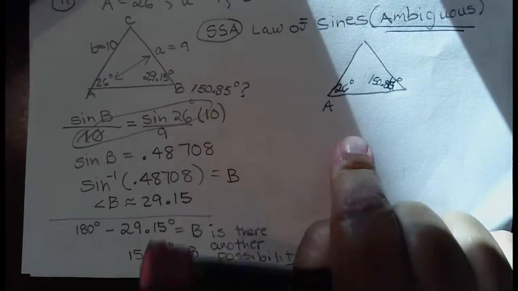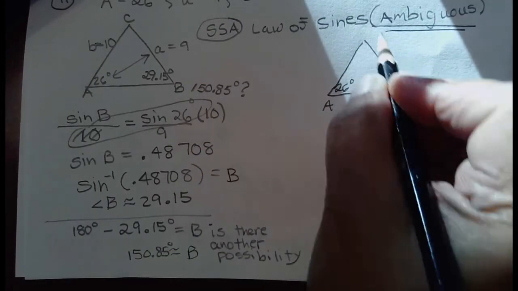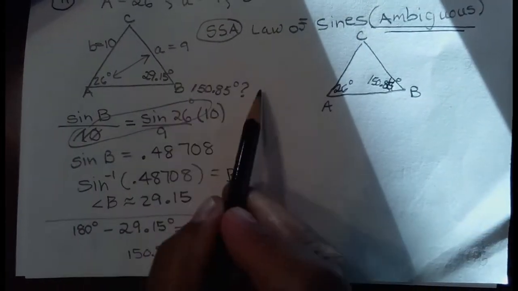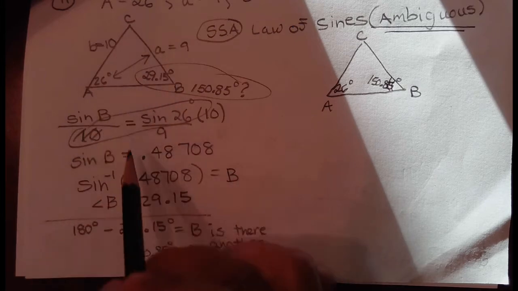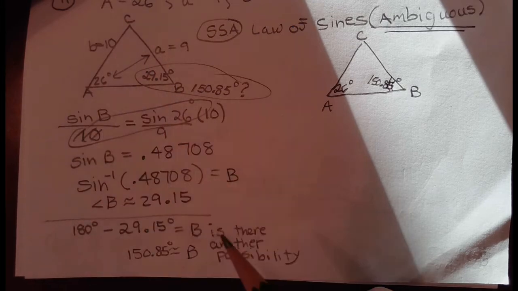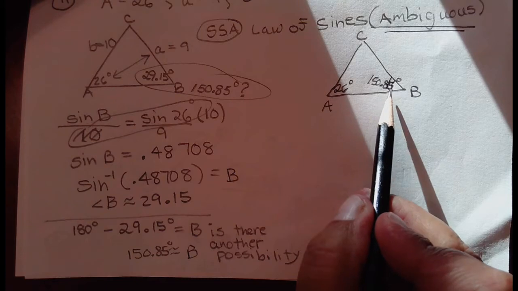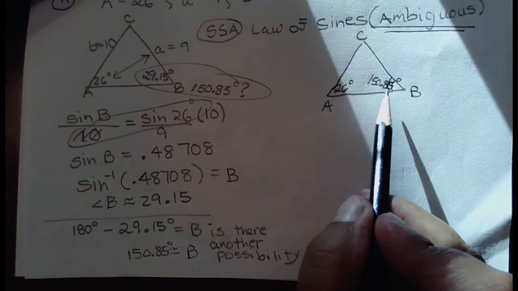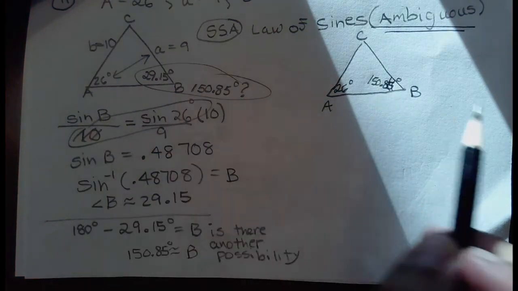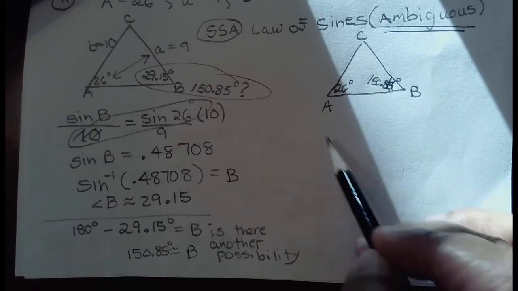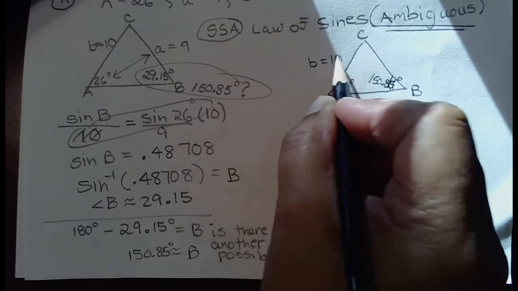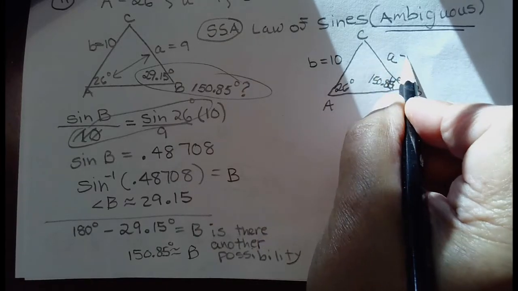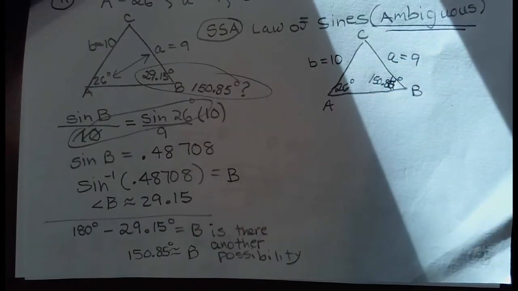We haven't finished the answers yet for that case. And there's also the case where B can be 150.85. Let's go ahead and put all the rest of the given information on this new triangle. So B was 10, and it's always going to be 10. A is 9, that's always going to be 9. The only thing that's going to change is the 150 and the answers that will be associated to this 150. Here we're going to get all answers associated with the fact that angle B is 29.